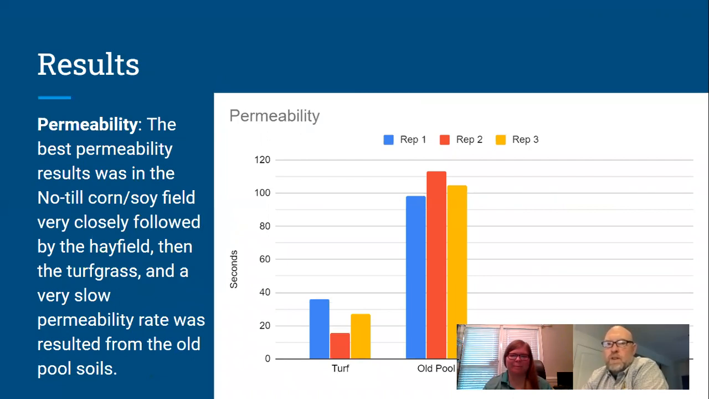Permeability. The best permeability was in the corn and soybean no-till field, very closely followed by the hay field, then the turf grass, and then a very slow permeability rate was recorded in the site where the old pool was.